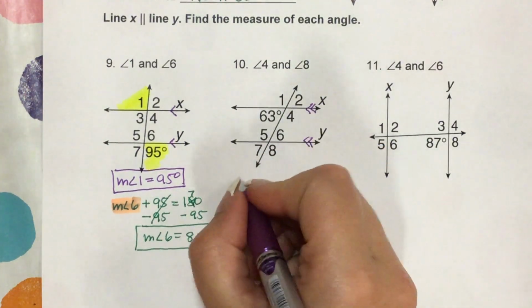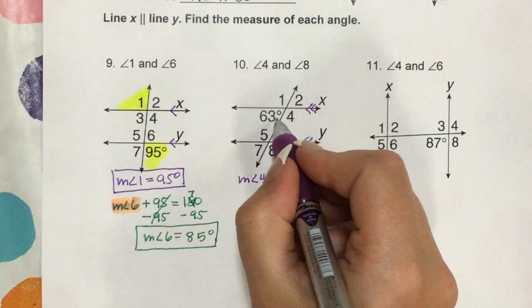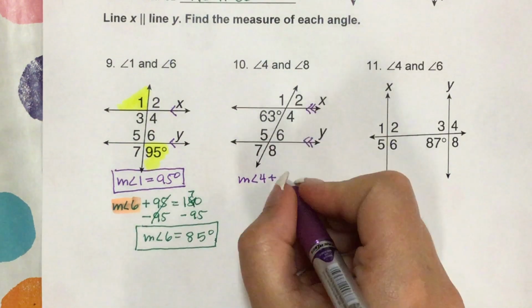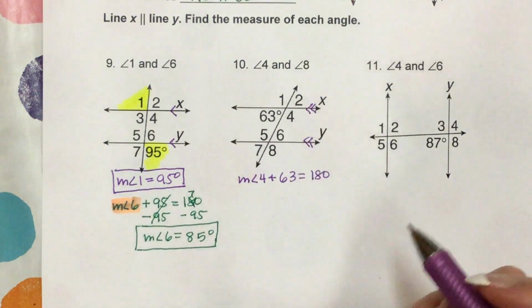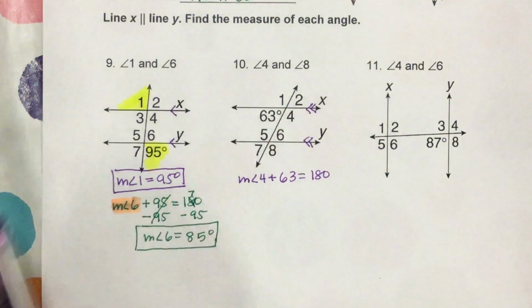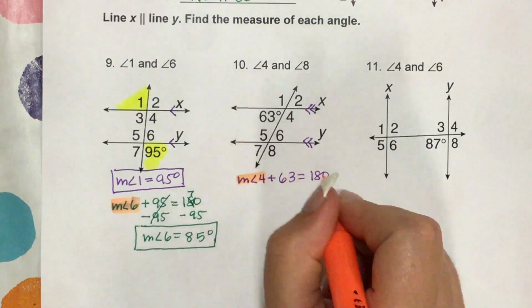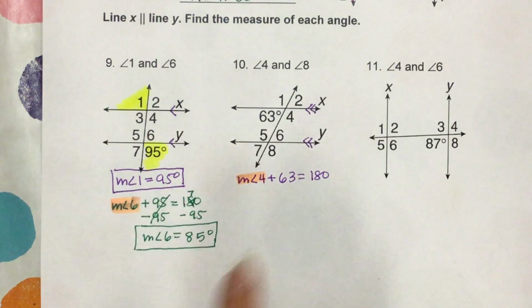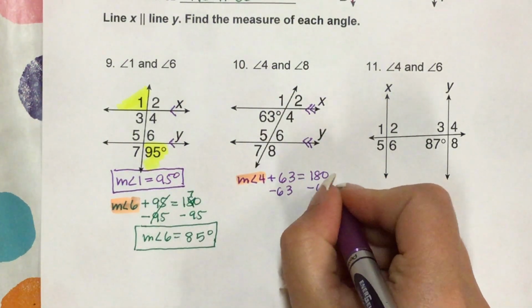So we can say that the measure of angle 4 plus 63 equals 180 degrees. They're supplementary, which means they equal 180 degrees. Because of that, we just need to isolate the measure of angle 4, get it by itself on this side of the equation. To do that, we can use our algebra. We're going to use the inverse operation of addition and subtract 63 from both sides.